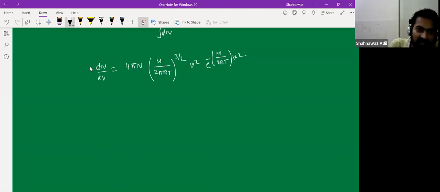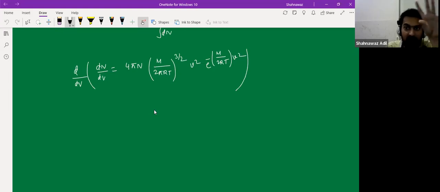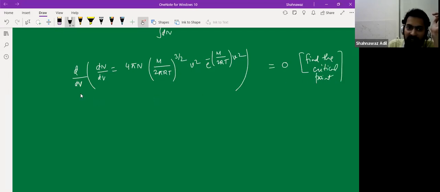Okay. So we have to calculate the most probable velocity, right? So we will differentiate this term with respect to v and find the critical points. How do you find the critical points? I have talked about this in the equilibrium part, right? So you differentiate with respect to v and then put it to 0. That is how you find the critical point. Remember. So whatever the velocity will be, that will be the most probable velocity. So let's try to calculate that.